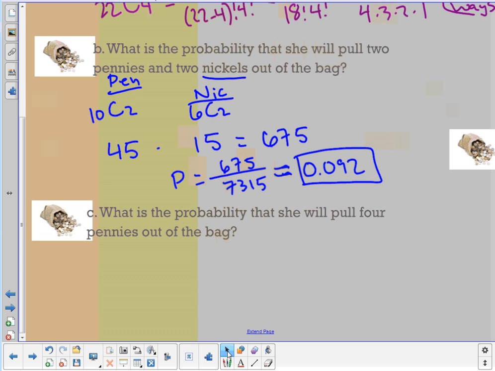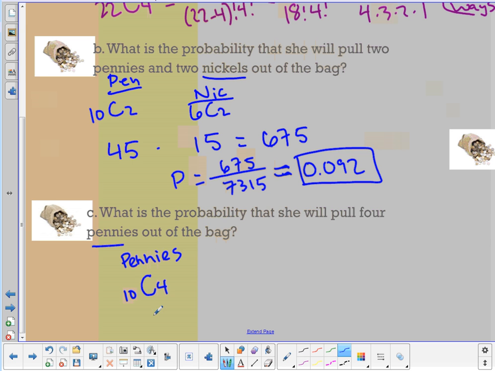So then if I look at the next part, part C, what's the probability that she will pull 4 pennies out of the bag? Now we're just looking for pennies. Okay, we're just looking for pennies. So for pennies, I want 10C4, and that's the only thing that I have to find because I'm not pulling any other coins out of the bag. I'm not pulling out any nickels or dimes or quarters or anything.